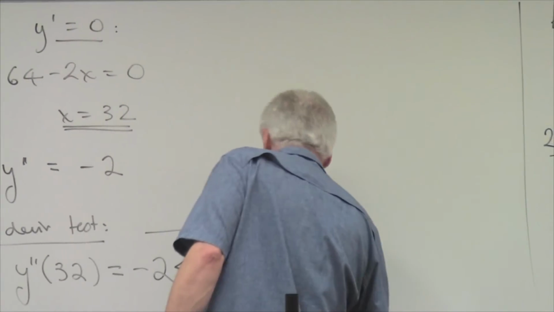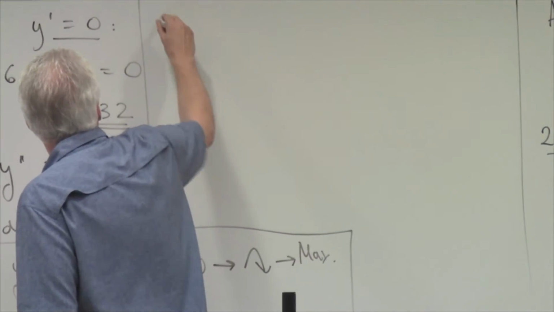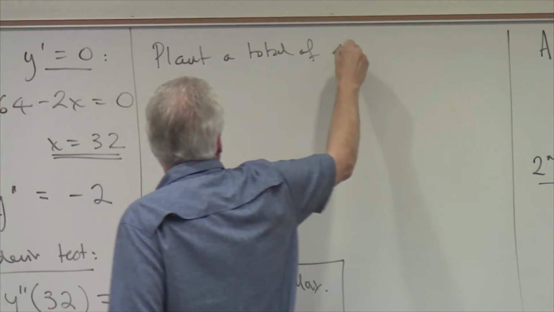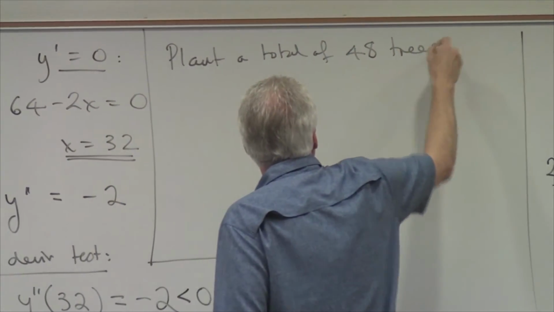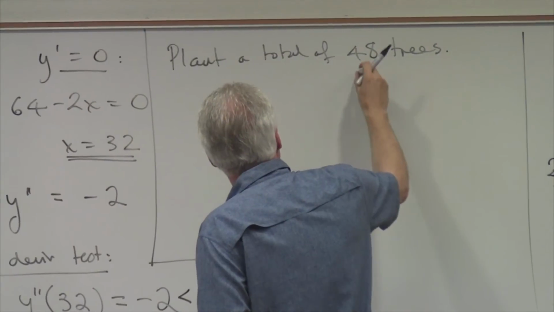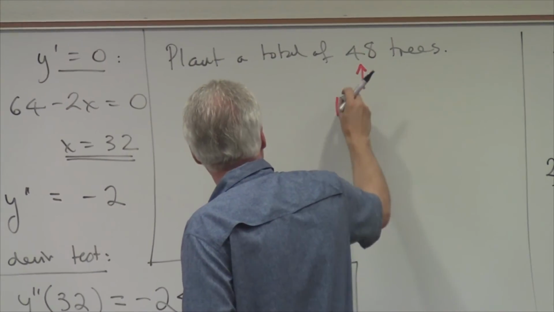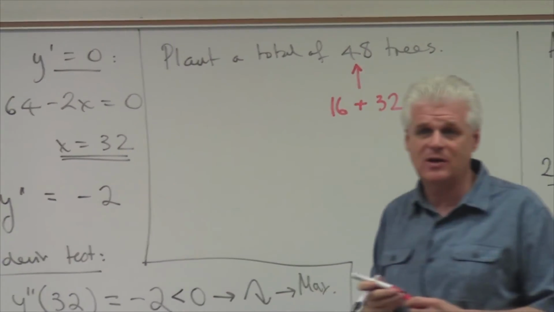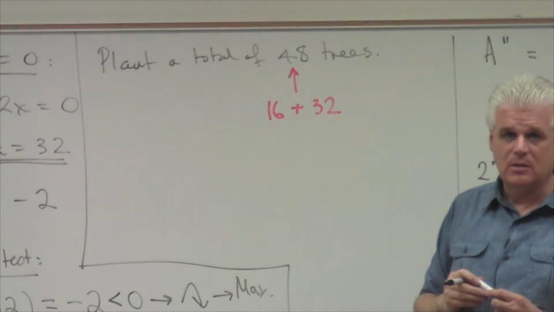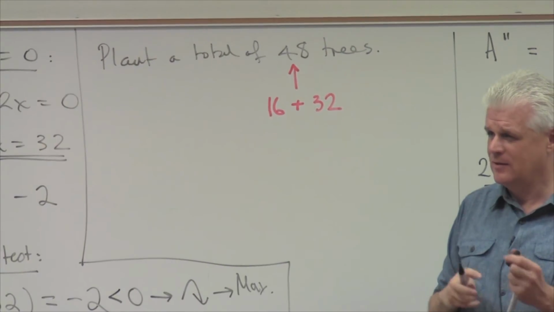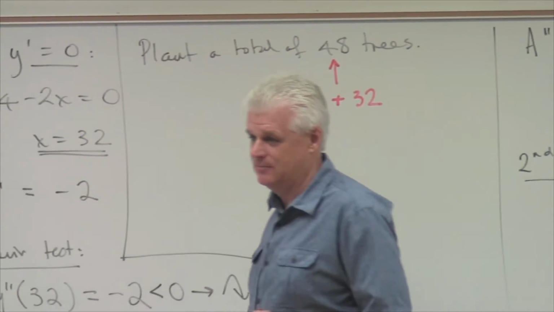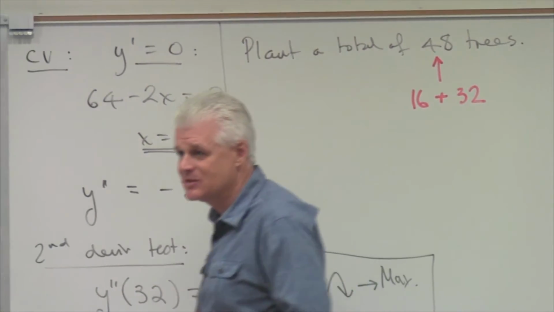Okay. So to answer the question, they need to plant a total of 48 trees. And in case you're reading this later and you wonder where that came from, it's the original 16 plus the 32 extra trees that we just figured out x needs to be. Does that make sense to everybody? So we can triple the size of the original plan. We can really pack them in quite densely.